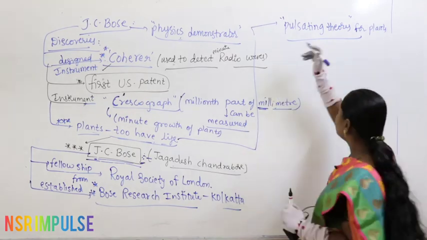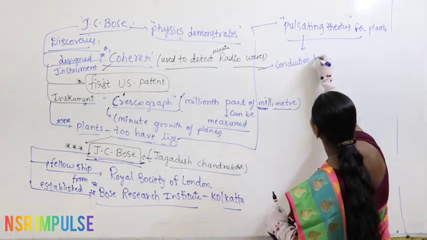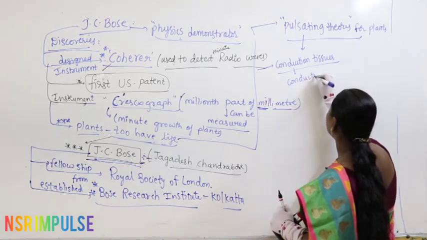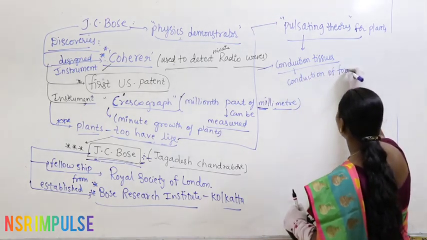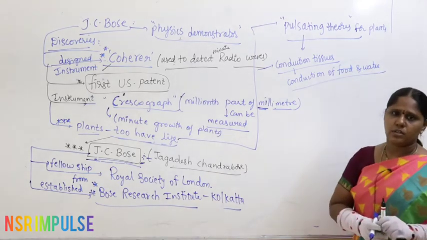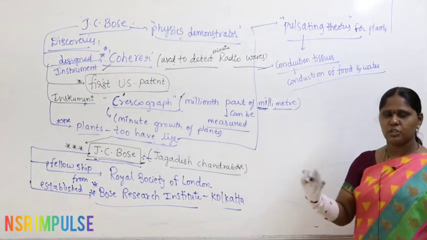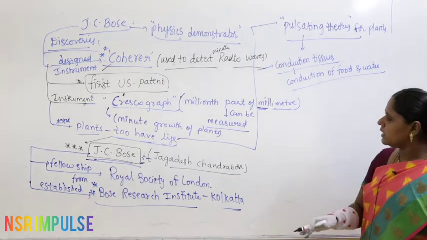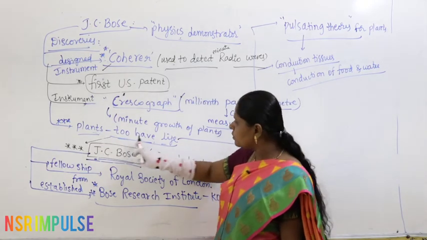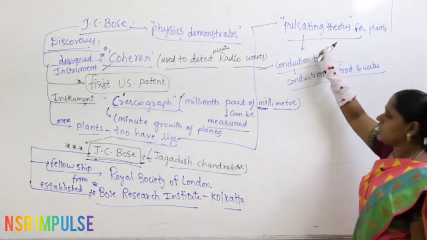What is that pulse? Pulsating theory explains the conduction tissues which are involved in conduction of food and water. Such a great invention, right? How do living organisms have pulse? Based upon the pulse, blood pressure, right? We say living. Earlier, people never used to consider plants, but Jc Bose said plants too have life. To support this statement, he introduced what is called pulsating theory for plants.